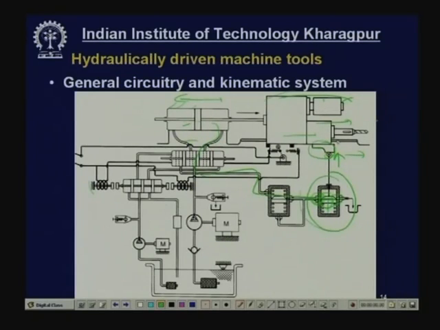Now, the feed rate should be controlled irrespective of the force acting on the drill. For that purpose, another special valve is used, called a pressure reducing valve. So, this is how all these things are controlled.